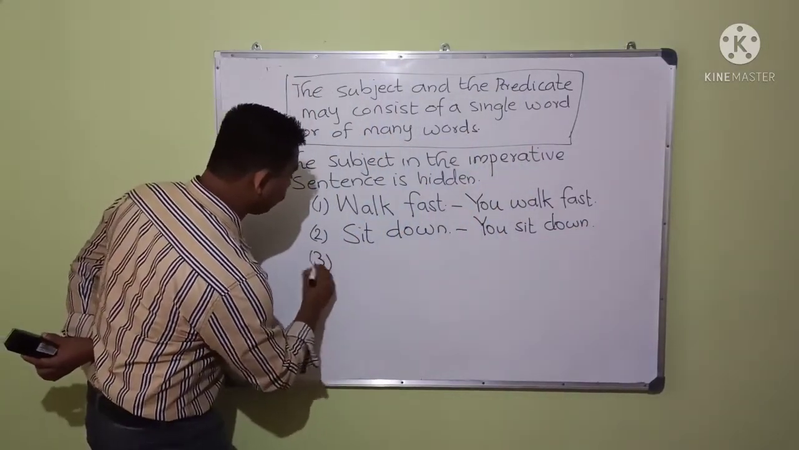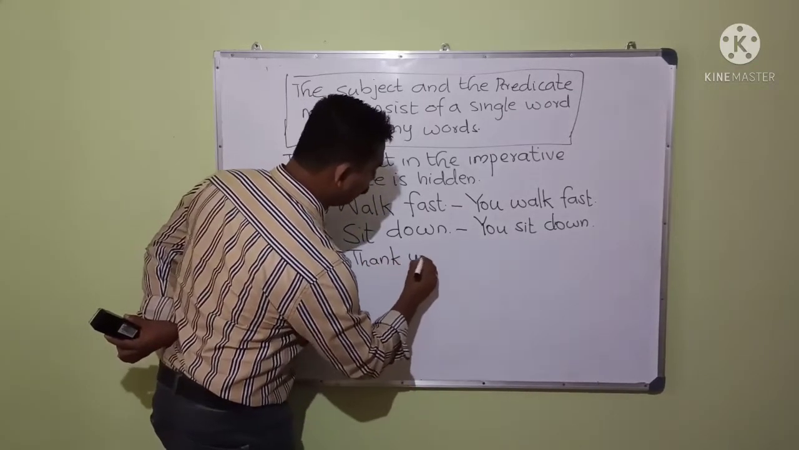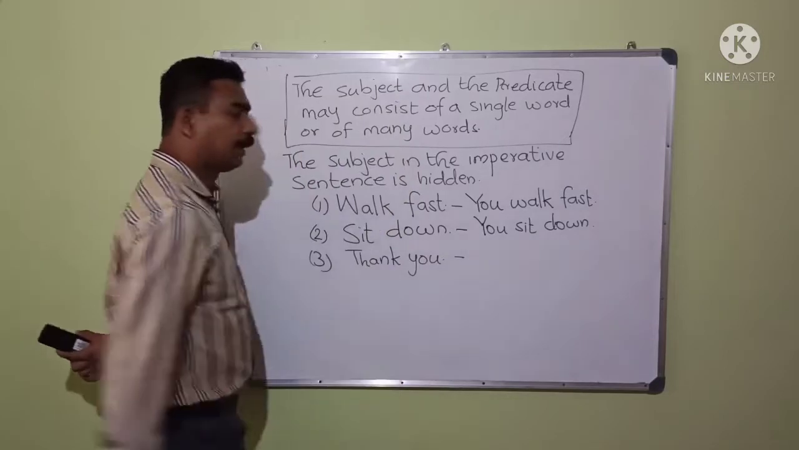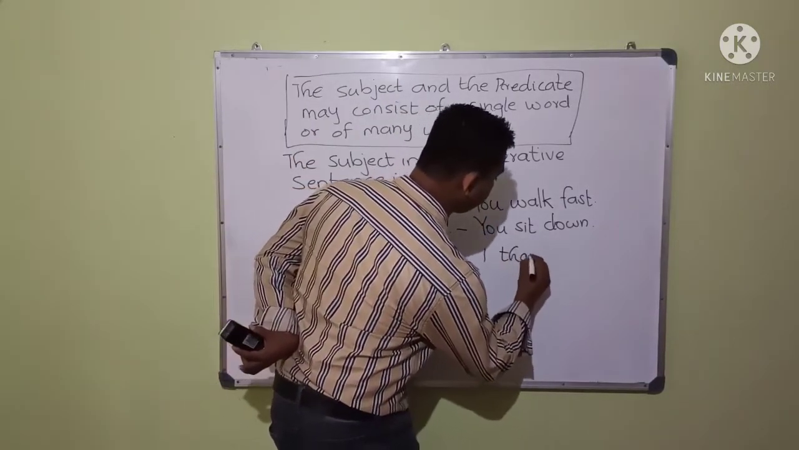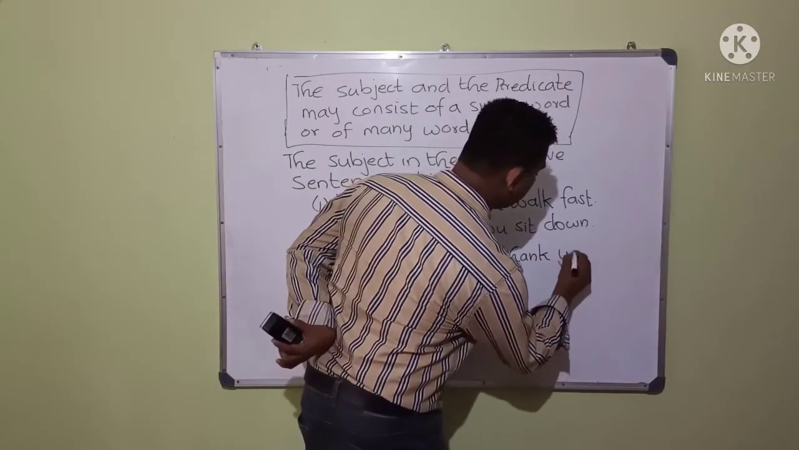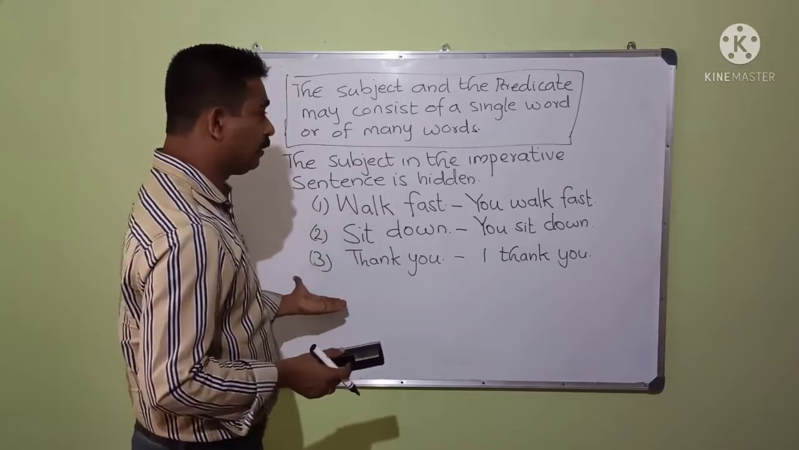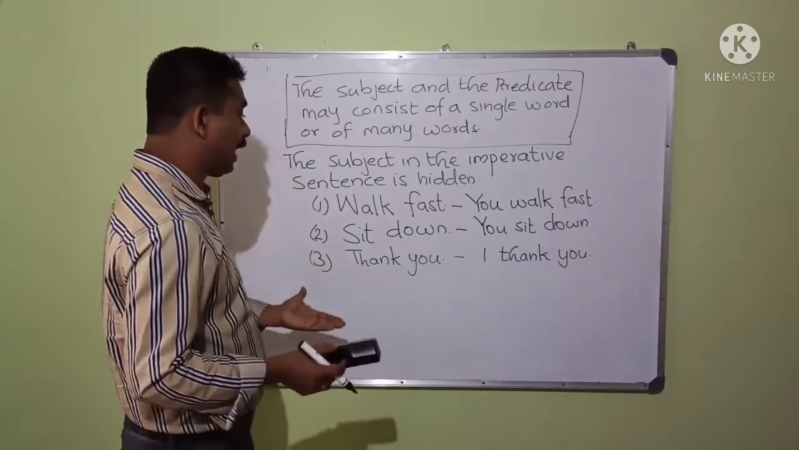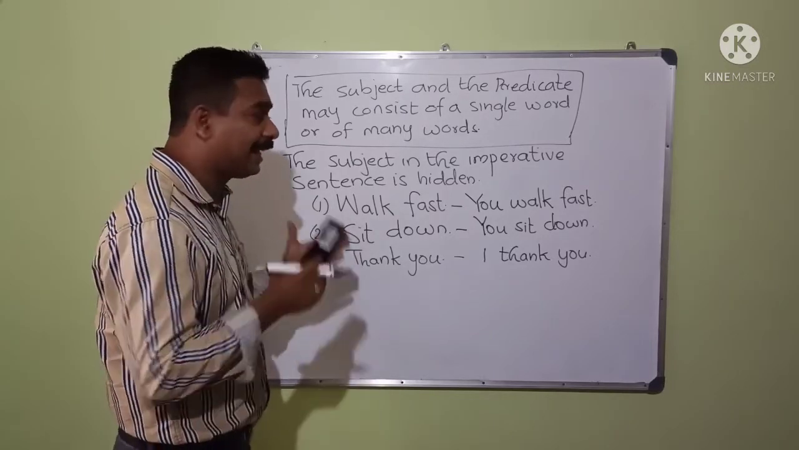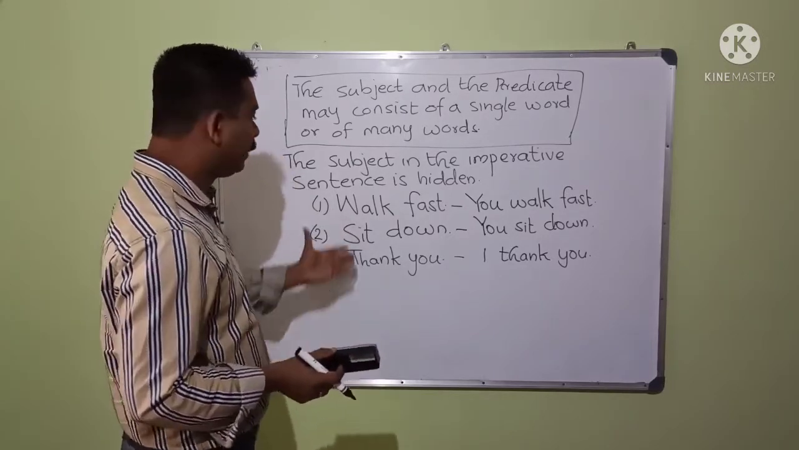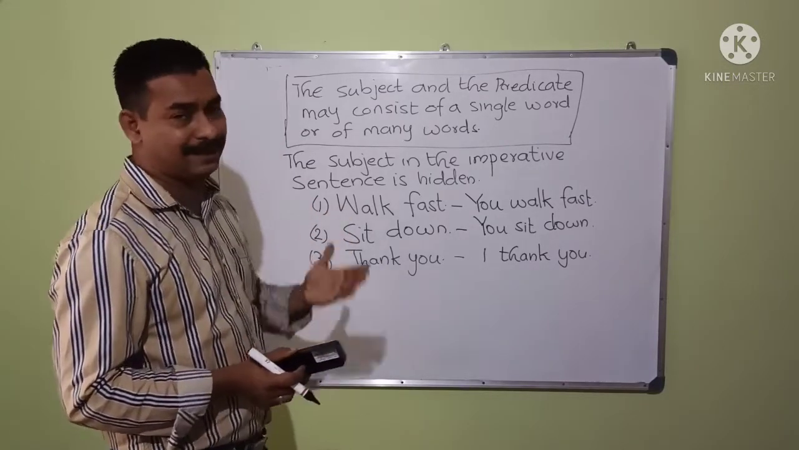Third example, thank you. It means that I thank you. From these examples, we can learn that the subject in the imperative sentence is hidden. Okay, the subjects are not mentioned in these sentences.